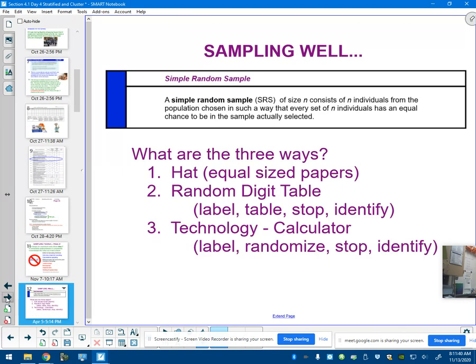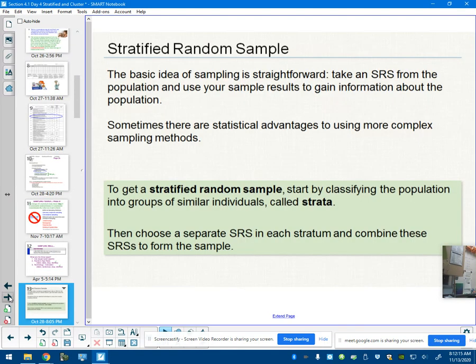Okay, so there are basically three ways to sample. You can put everything into a hat, mix them up, pull them out. You can do the random digit table: label, stop, and identify. Or you can do technology: label, randomize, stop, and identify. And this identify step is usually forgotten when kids are taking the AP test. You forget to say, okay, now that I have my group numbers, let me go back and tell those people, hey, you're in group 1, you're in group 2.